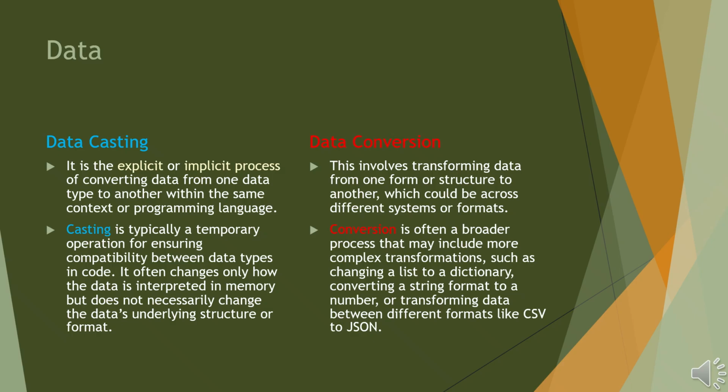Now, data conversion goes a step further. Conversion involves transforming data from one structure, type, or format into another, sometimes even across different systems. For example, you might convert a numerical sensor reading into a human-readable text format before sending it over a serial connection. Or you might transform data between file formats, say converting from CSV to JSON, or from binary to ASCII, to match the communication protocol or data storage requirements.